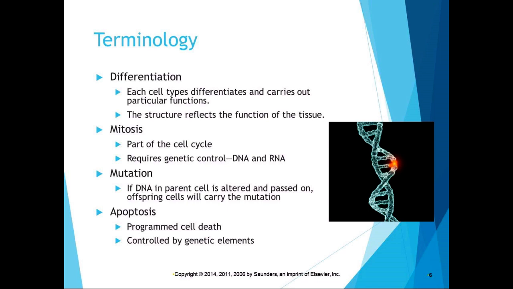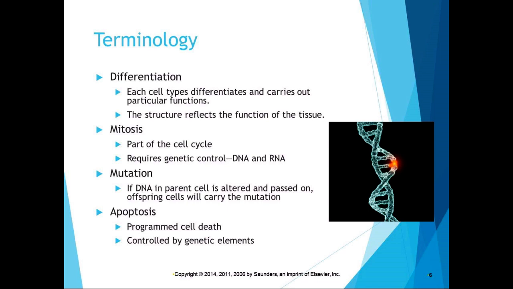Differentiation: we have a complete version of our DNA in every cell type, but each cell type in our body differentiates and carries out particular functions. So we have cells that differentiate into cardiac cells, cells that differentiate into epithelial cells, cells that differentiate into neurons, cells that differentiate into blood cells. So the structure of each individual cell type reflects the function of the tissue.